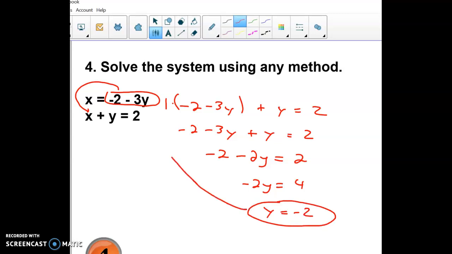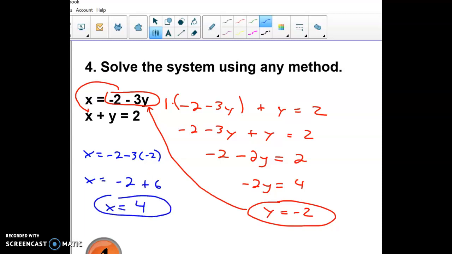We can use whatever equation we want, but this one's already solved for x, so it's probably going to work pretty well. So do -2 minus 3 times -2. A lot of negatives there, but -2 plus 6, negative times negative, so x is going to be 4. So our solution is x = 4, y = -2.